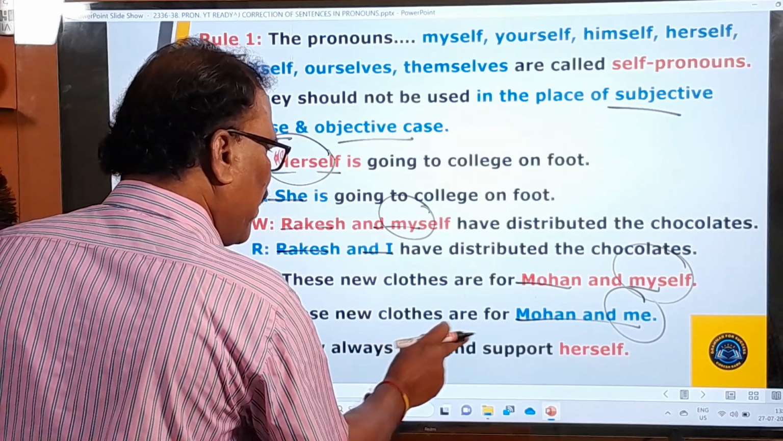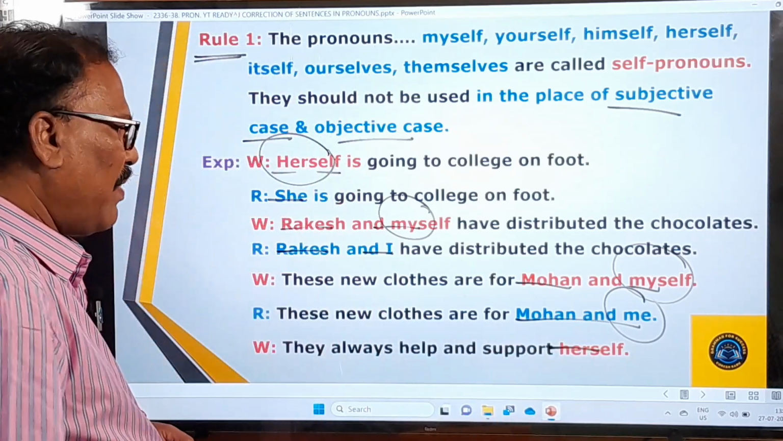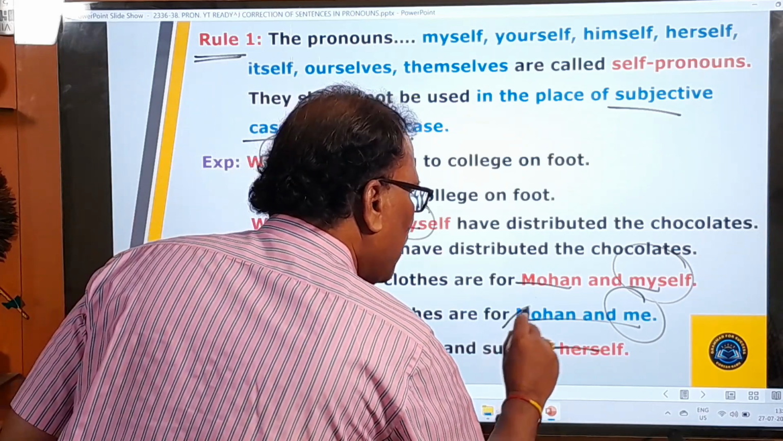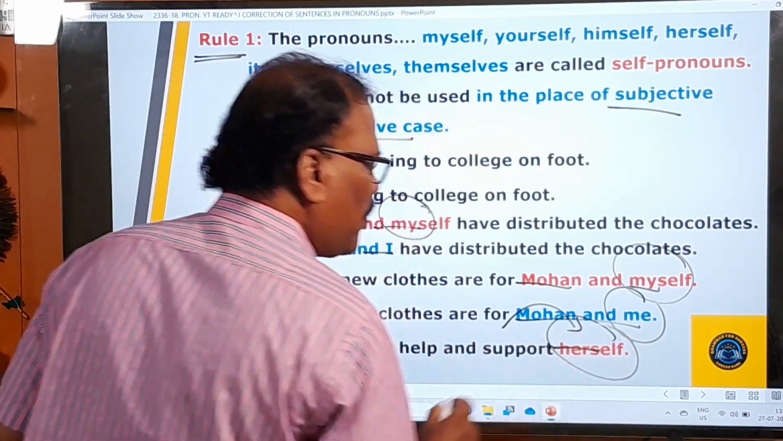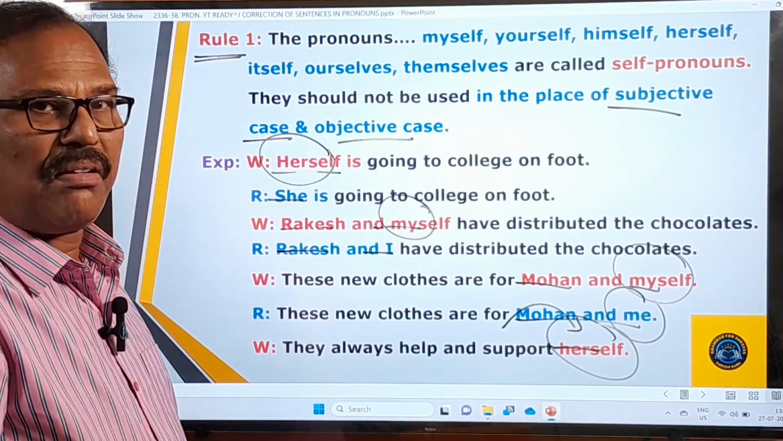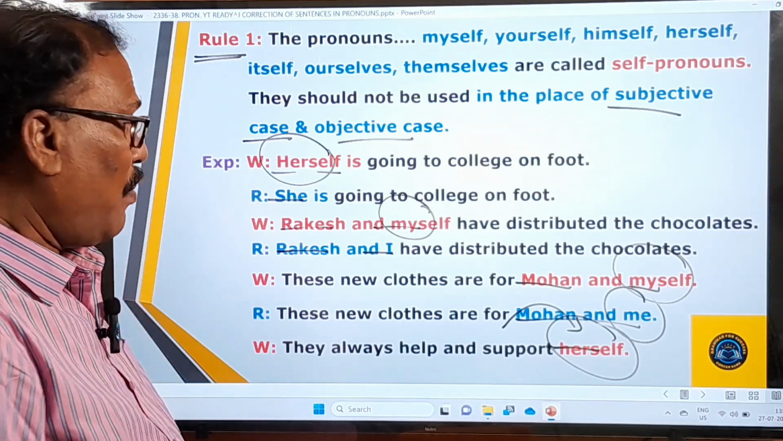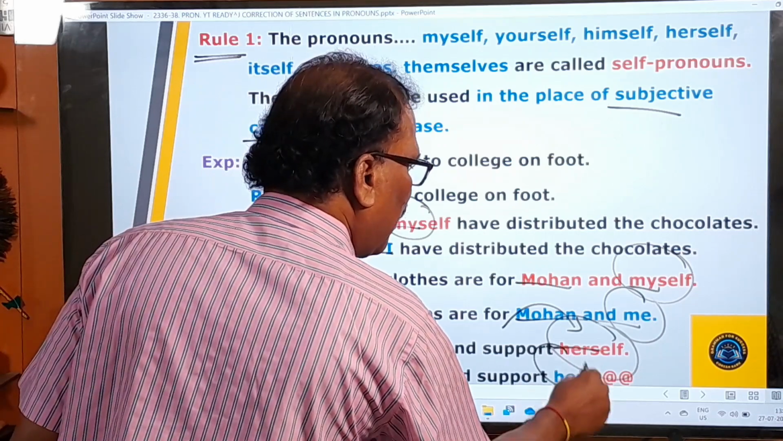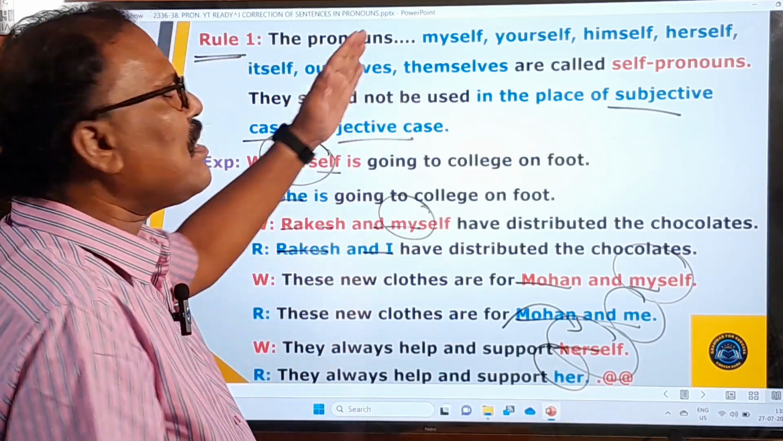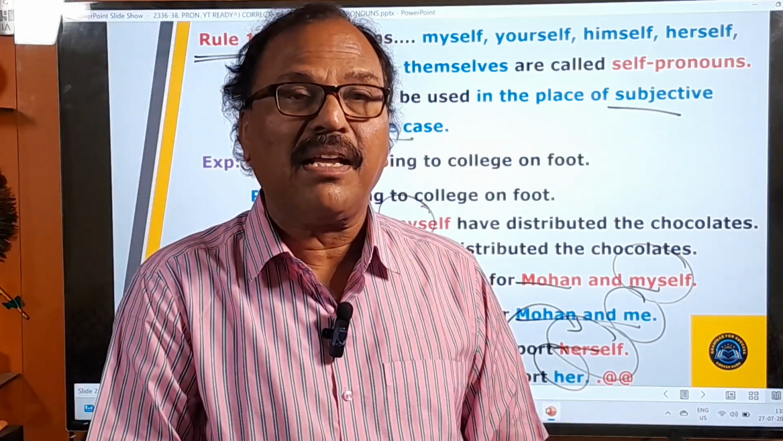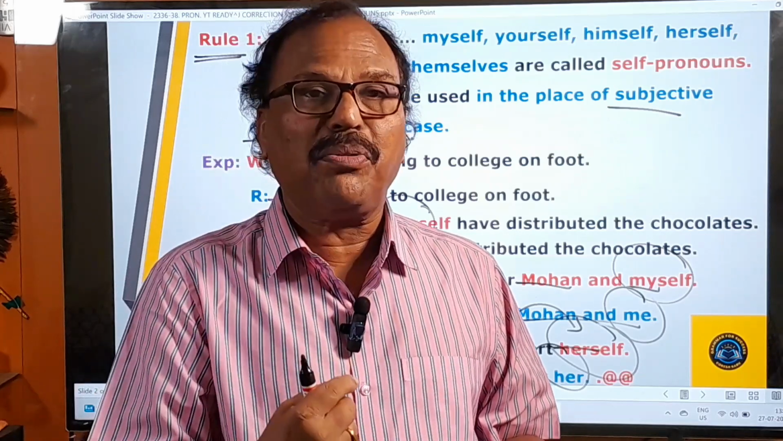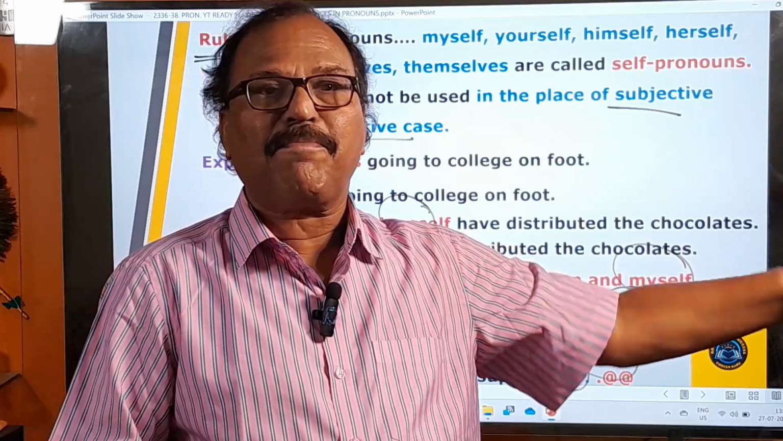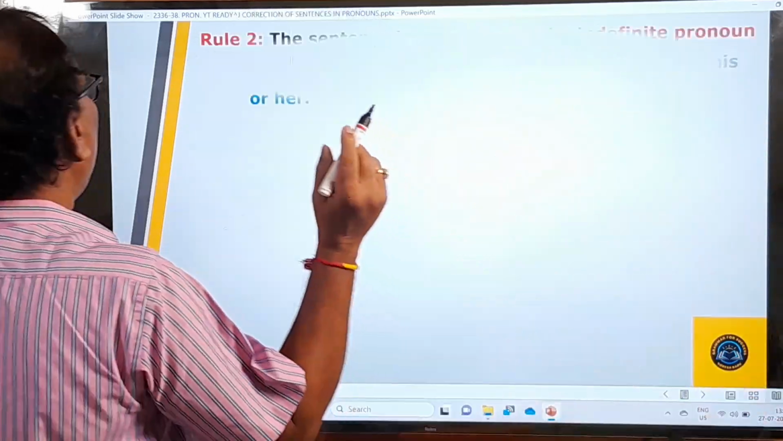One more example: They always help and support herself. Here, in the place of the object, herself is used. We should never use a self pronoun in such a place. What should we use? We have to say: They always help and support her. So in this way, the first rule says the self pronouns should not be used in the place of the subject and in the place of the object. Keep this point in mind.